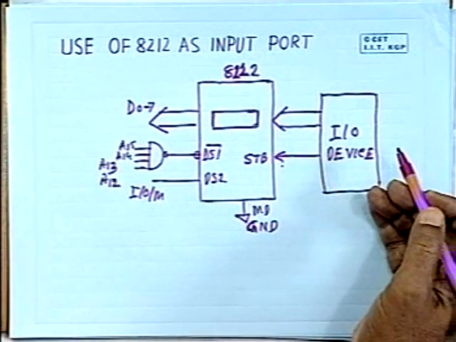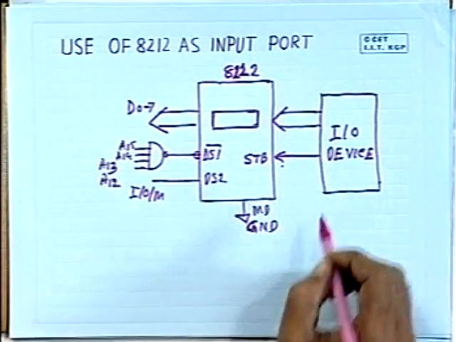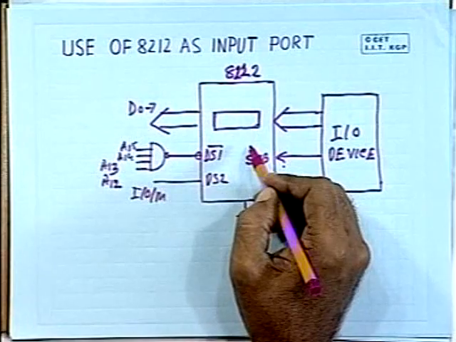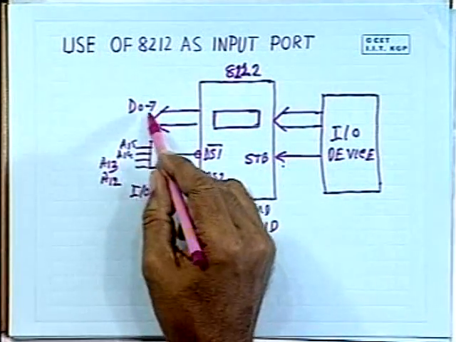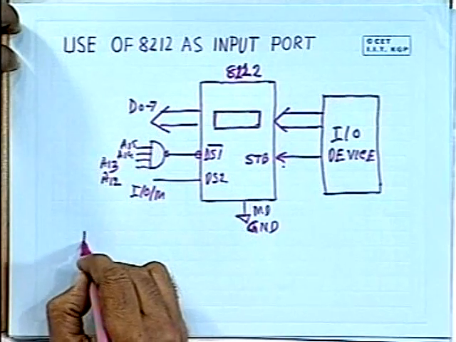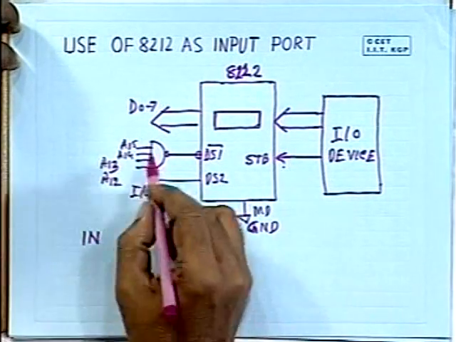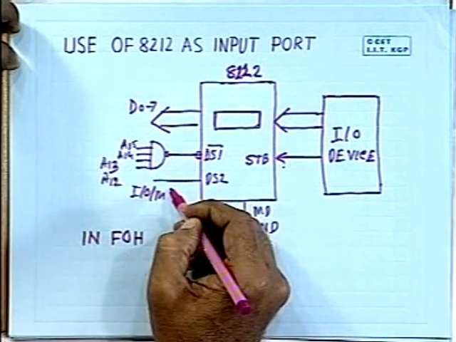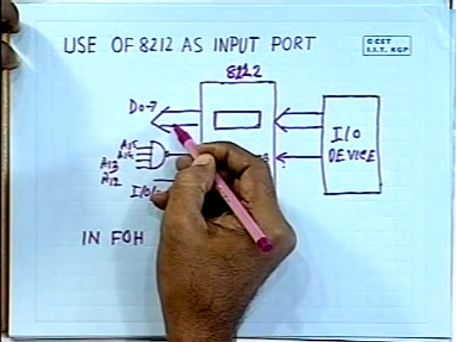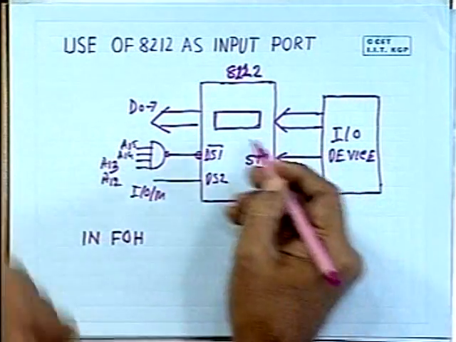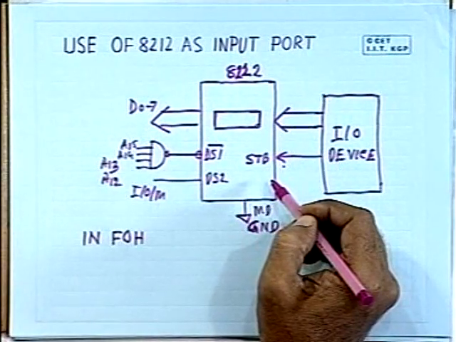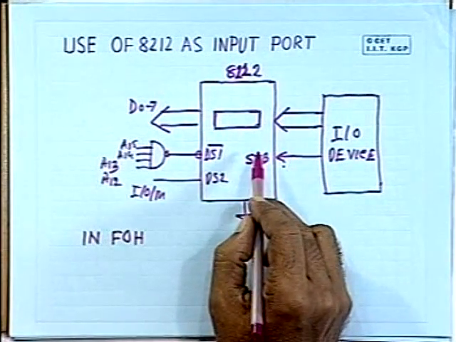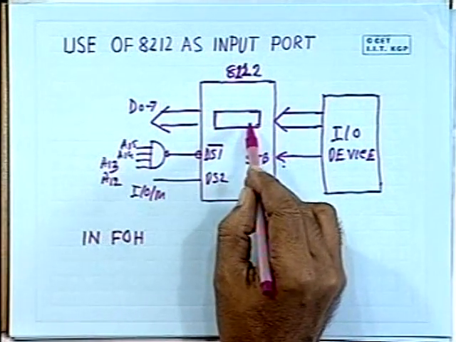Whenever it is used as an input port, the IO device will latch the data with the help of the strobe signal, and it will be available here. Then the microprocessor will read it by executing an IN instruction, IN, and the address will be F0 in hex. And once it is executed, that data will go to the data bus, and it will go to the accumulator. So this is how it can be used as an input port. And in this case, we are using the data register as a buffer.